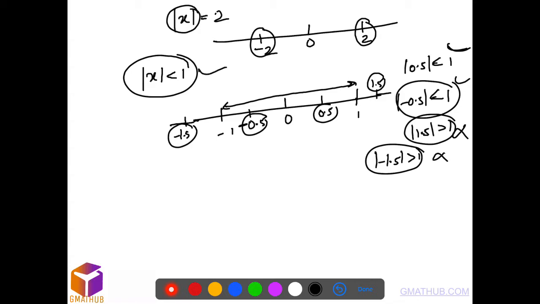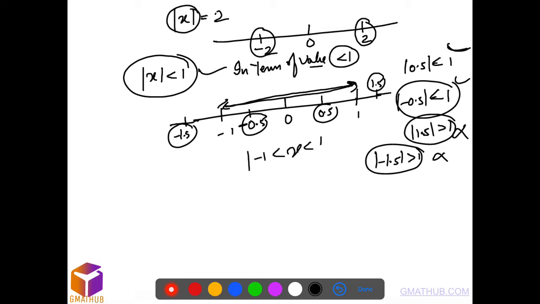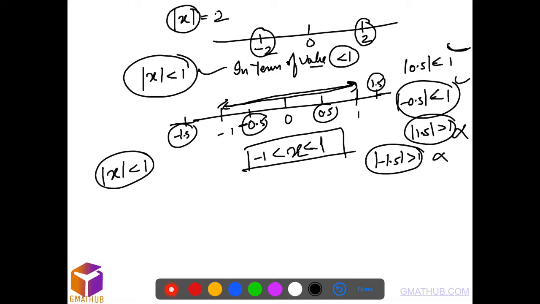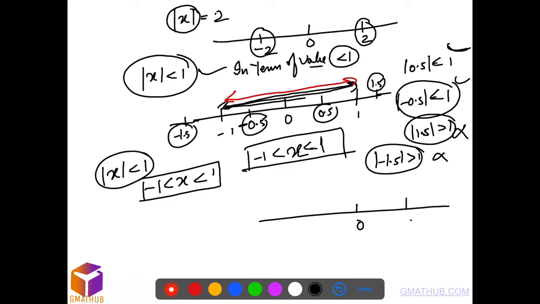Okay, so what it says is, in terms of value, it is less than 1. So it could be anything between 1 and minus 1. So that's practically what it means. So you'll see a lot of questions where it says mod of x less than 1. So we're checking whether x is between minus 1 and 1, or simply saying, does x lie within this window? Okay, so this is 0, this is 1, this is minus 1.